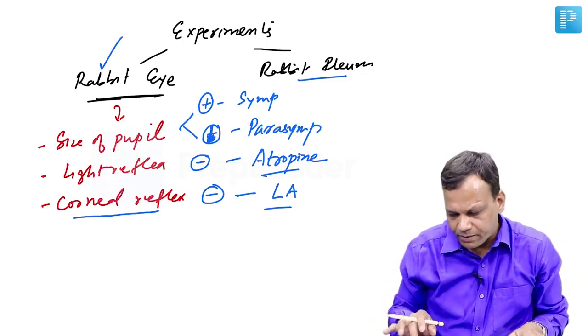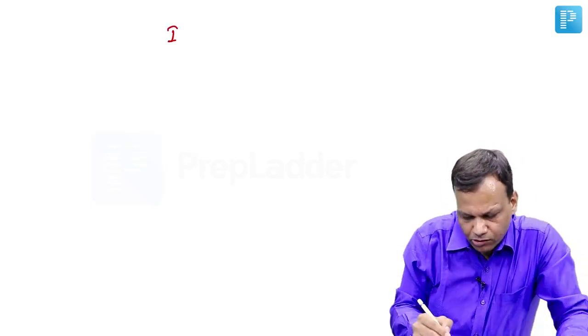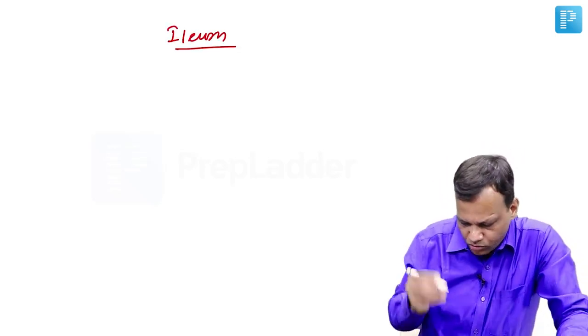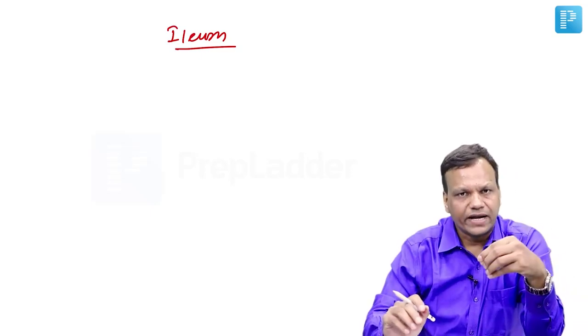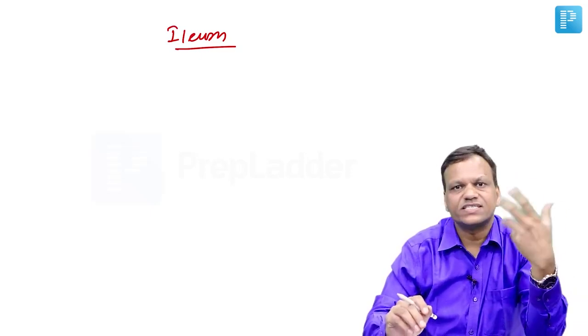Then coming to rabbit ileum. In rabbit ileum experiment, you will tie the ileum to the lever and plot a graph by adding different drugs. So you need to identify which type of drug it is. Now second is on the rabbit ileum. So rabbit ileum, again you need to identify unknown drug is added to the tube and you need to check which is the unknown drug.